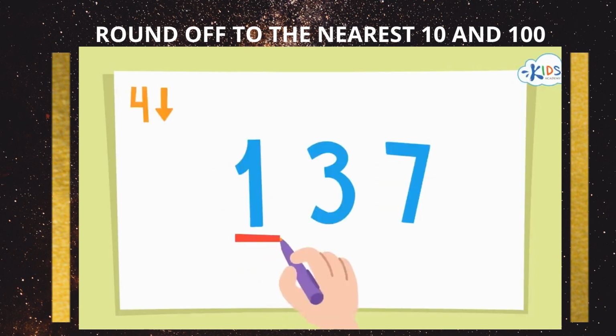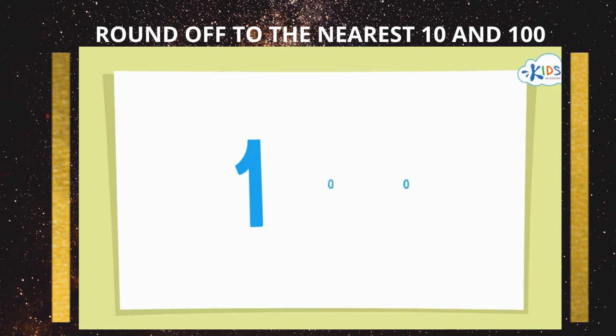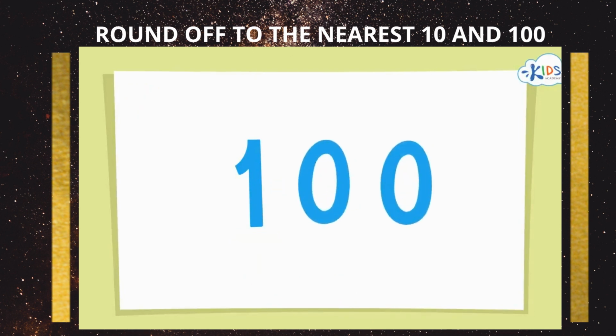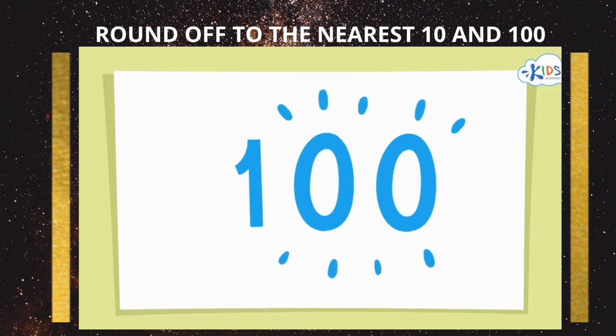For 137, since we're rounding to the hundreds, we'll have to look at the number in the tens place. The 3 in the tens place tells us to round down. We'll round 137 down to 100. You round the number in the hundreds place, and make the numbers in the ones and tens places zeros.